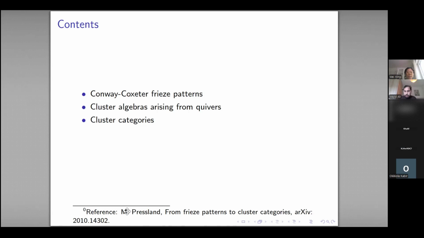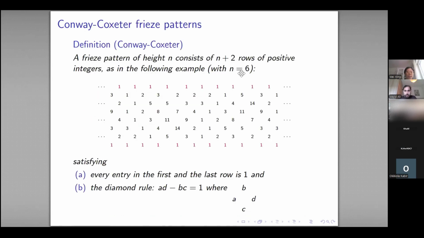The main content in this talk is based on lecture notes by Matthew Pressland. It's called From Frieze Patterns to Cluster Categories. You may find it on arXiv. Okay, let's start.